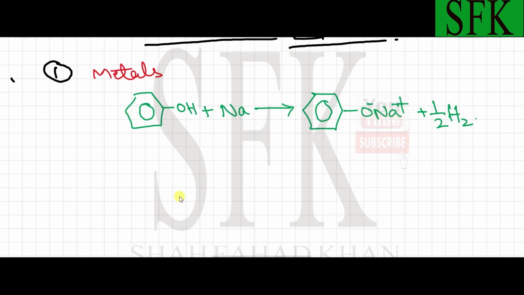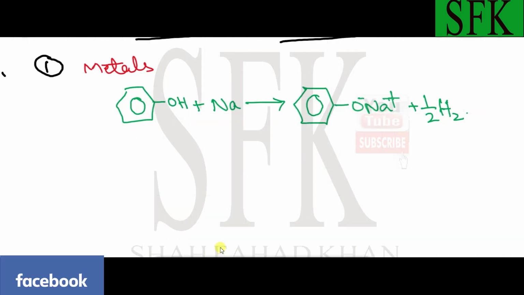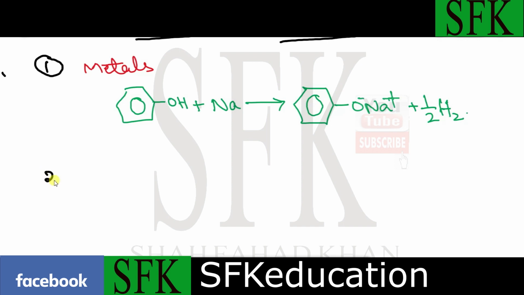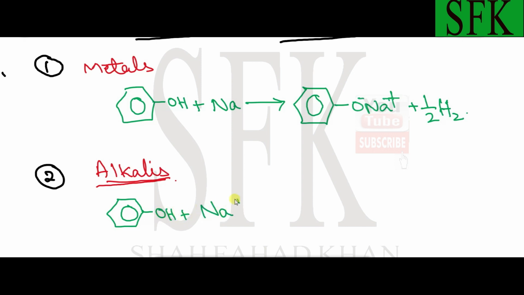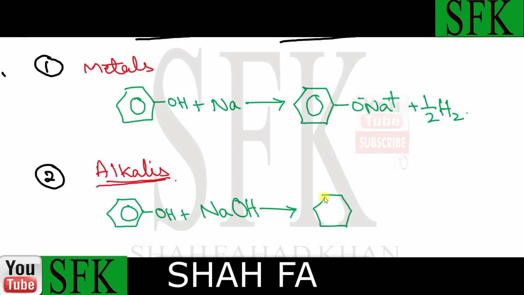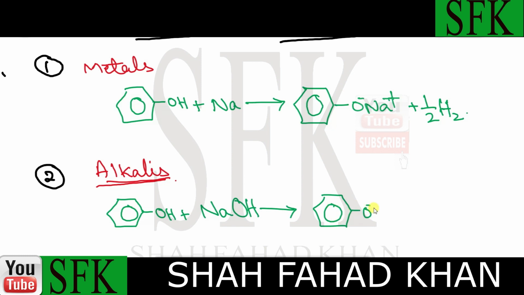Then the second reaction is the reaction of phenol with alkalis. Since we know that phenol is acidic in nature, and generally when alkalis react with acids they give off salt and water as the product. So phenol plus alkali, the alkali that I'm using is sodium hydroxide. The product is again the same salt, sodium phenoxide, O negative Na positive, plus water as the byproduct.